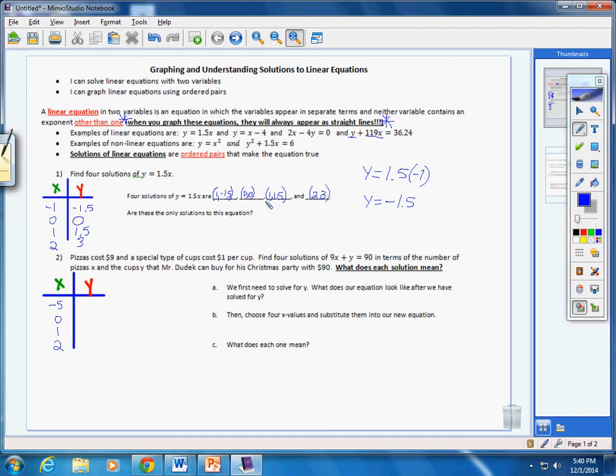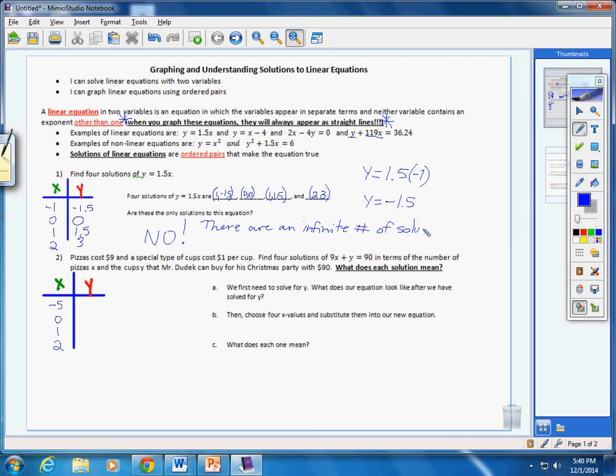You could have come up with an infinite number of ordered pairs, but I chose those numbers for x. The question is, are these the only solutions to this equation? And I just answered that. The answer is no. You can, and I would write this down if I were you, there are an infinite number of solutions.